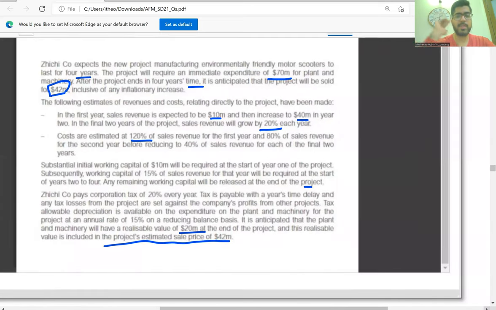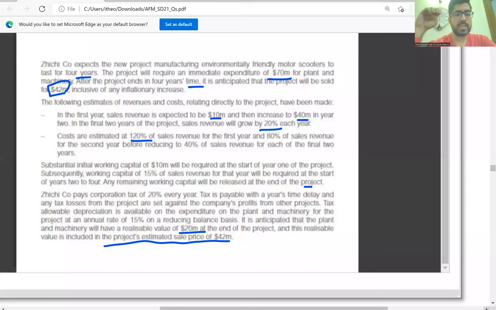So ZHICHI expects the new project manufacturing environmentally friendly motor scooters to last for 4 years. Life is 4 years. The project will require a major expenditure of 70 million. After the project ends its 4-year time, scrap value would be 2 million, following estimates of costs and revenues. First year revenue is 10 million, increased to 40 million in year two, and in the final 2 years, revenue will grow by 20% each year. Costs are 120% of revenue in the first year, 80% in the second year, and 40% in the final 2 years.